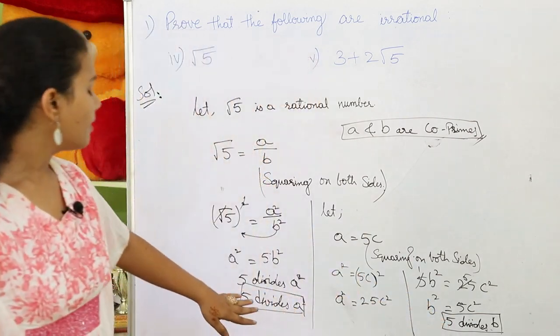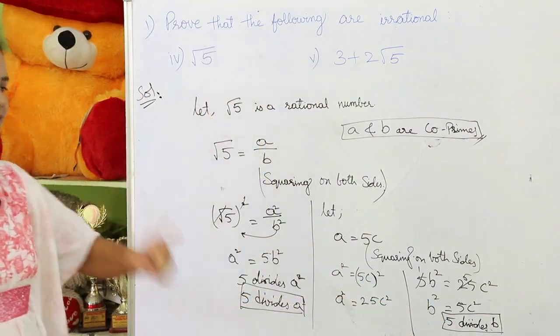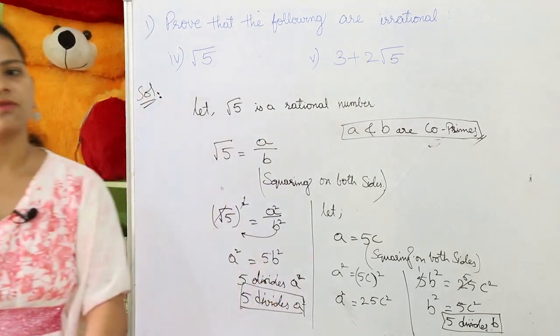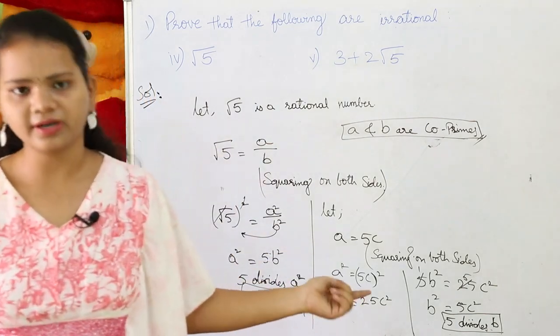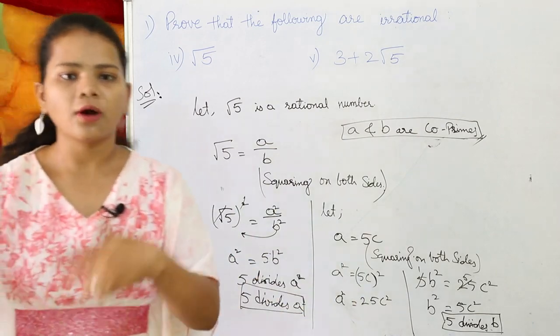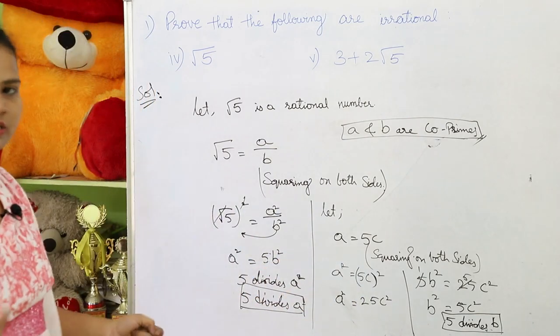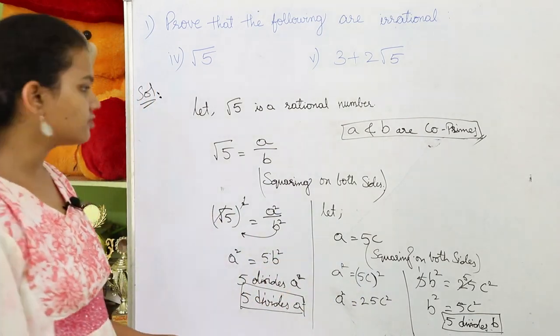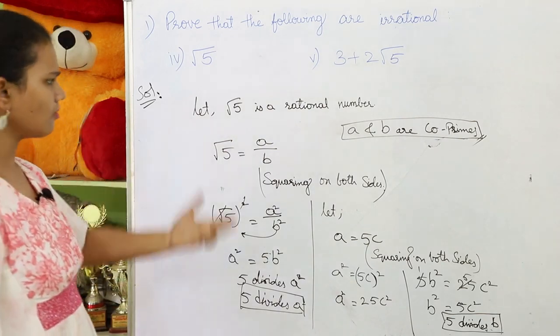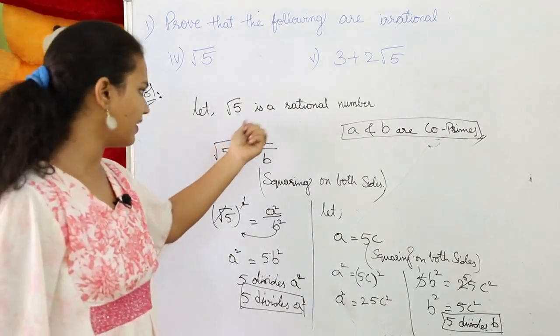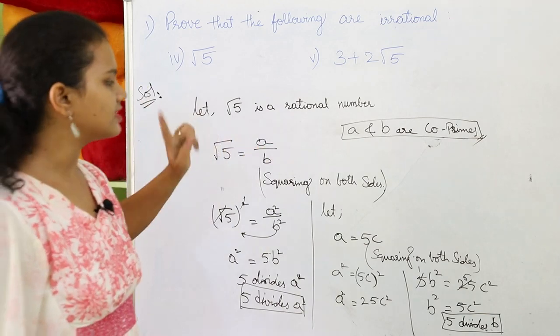So we have proved it. Other than one factor, we are getting more factors. It means 5 is another factor that we got. So therefore this is a contradiction. Our assumption is false, that what we have assumed, root 5 is a rational number. So therefore our assumption is false.